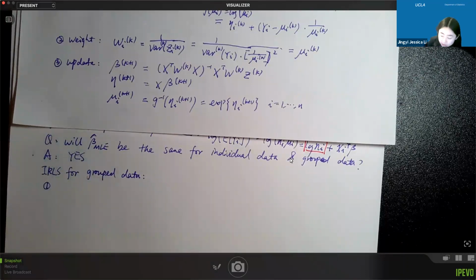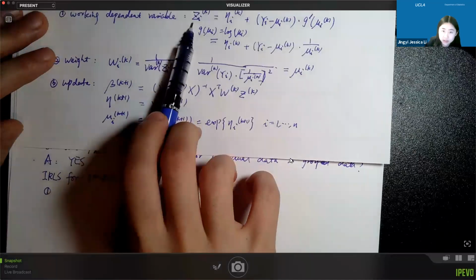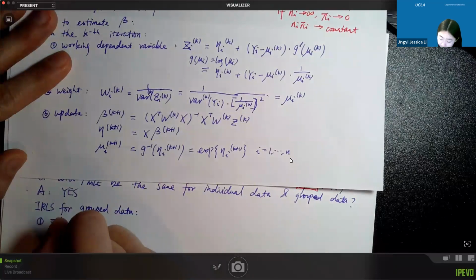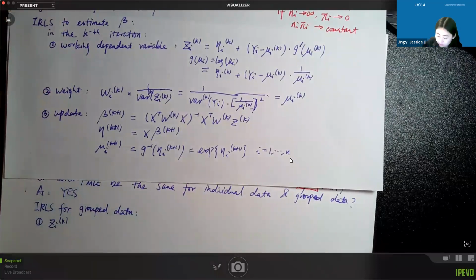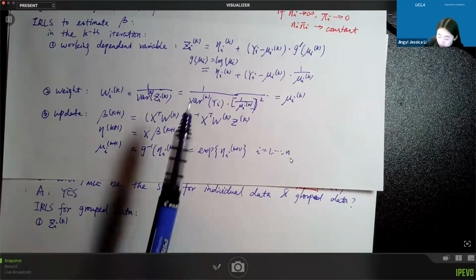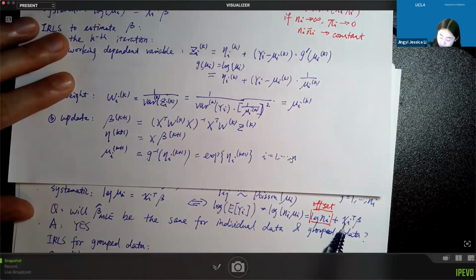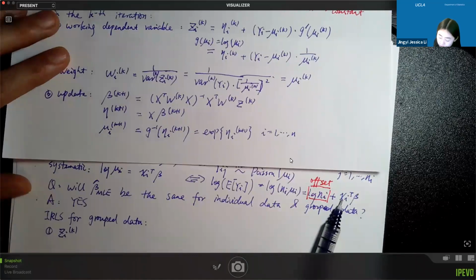So in this case, we have the z_ik. What is that? It's still two parts. One is the eta_ik, the linear predictor, and the other is the y_i minus mu_i times g prime of mu_ik. For simplicity, we should probably just consider the eta_ik to be the linear part as well, so that you don't need to worry too much about the offset.